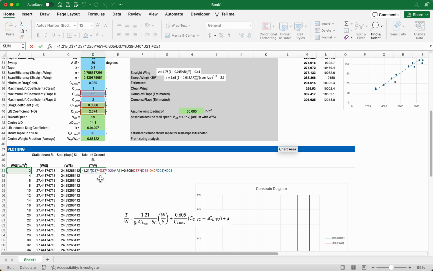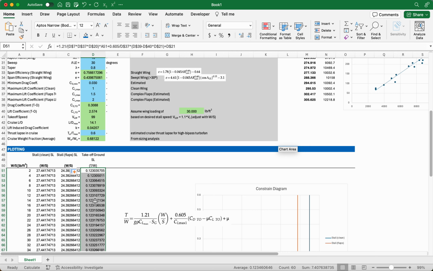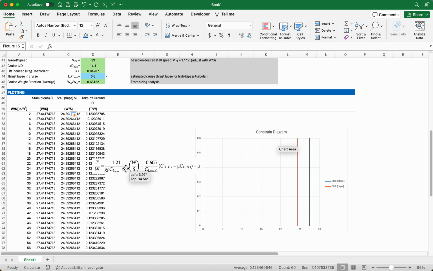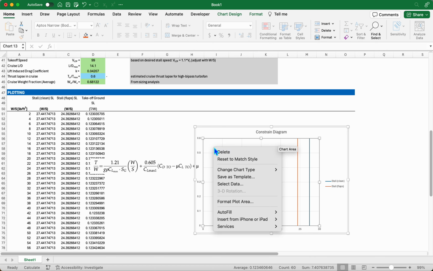So again, I'm just going to add dollar signs in here. I'm sure there's a faster way to do this, but I'm not sure what it is off the top of my head, so I'll just do this. And the only value we're not going to change is our wing loading, so I'm going to leave that without a dollar sign. So then I double click on the corner here and it auto populates the remainder. You can see it is changing with wing loading marginally. So let's add this and then we'll play around with some values.